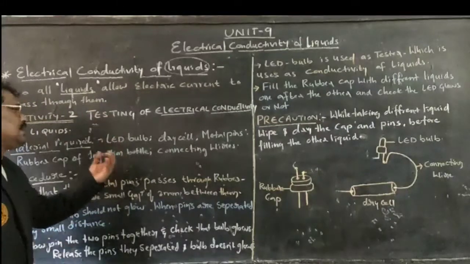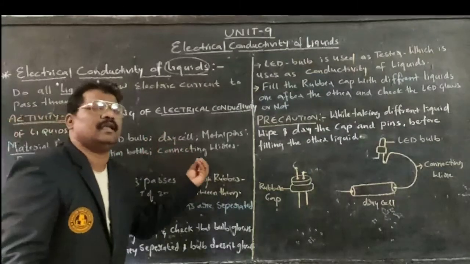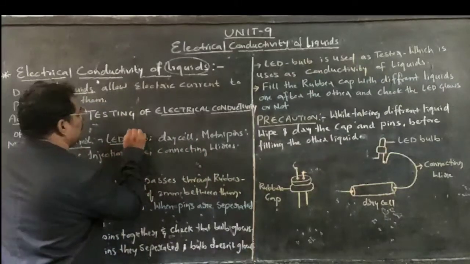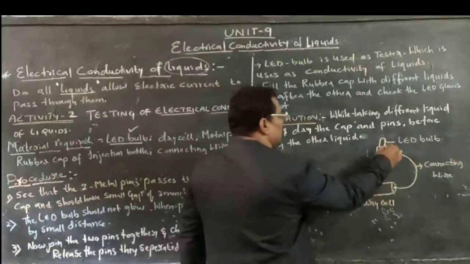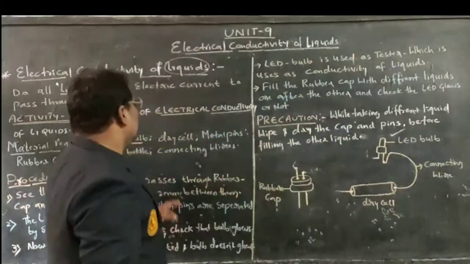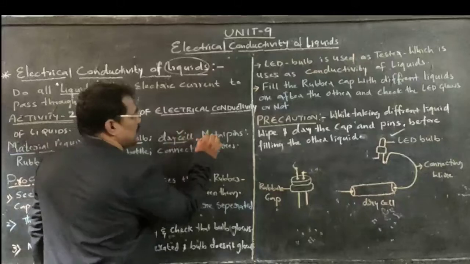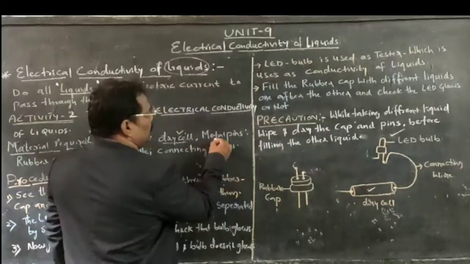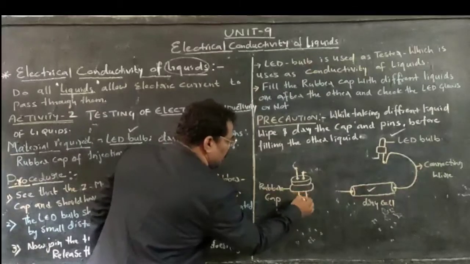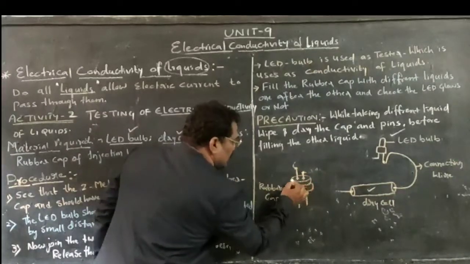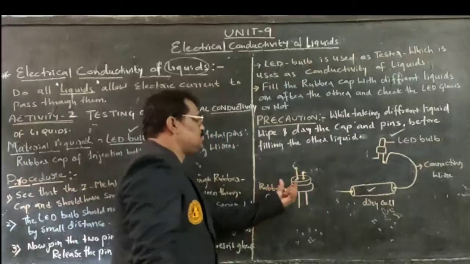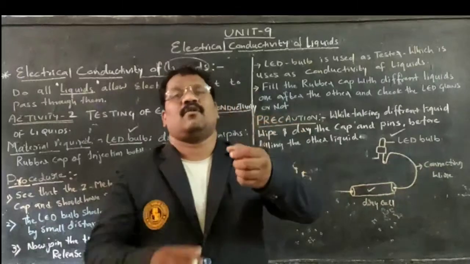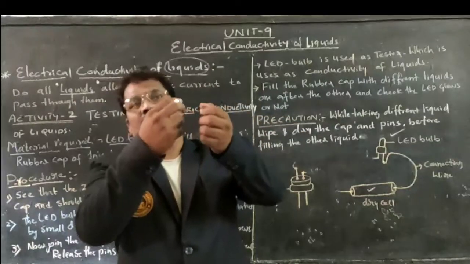To perform that activity, we require certain materials. The first is an LED bulb. I have taken one LED bulb. Next, a dry cell is required. I have taken a dry cell. Metal pins are also needed. These are metal pins fixed within a rubber cap. From where did we obtain this rubber cap? We got it from an injection bottle, which the doctor uses.